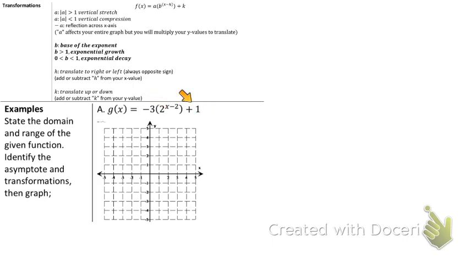The first thing I want to do before I even start doing anything is I want to draw in my asymptote. So my K value is going to give me my asymptote. Let's put that in purple. So my asymptote will be positive 1. There's my asymptote.